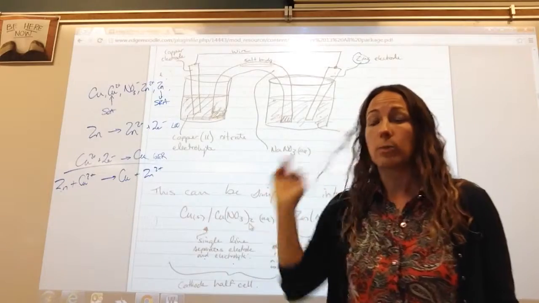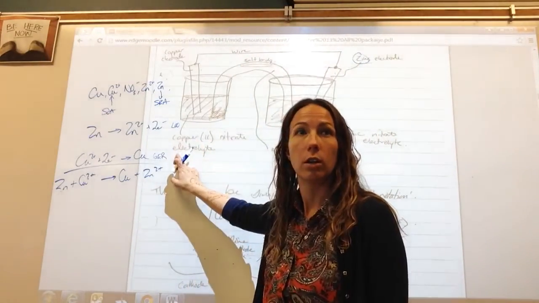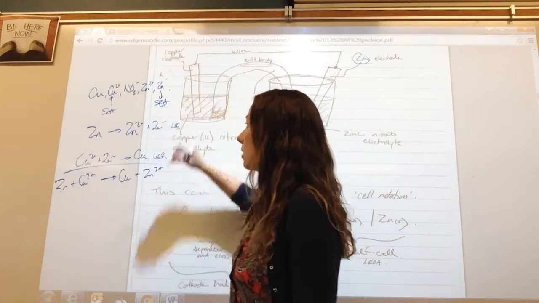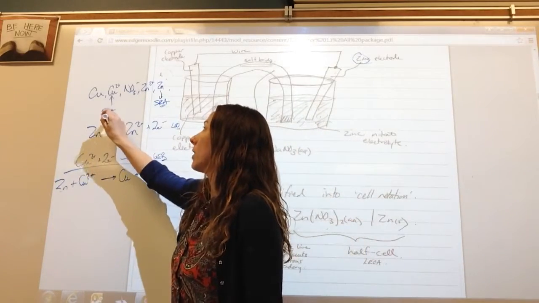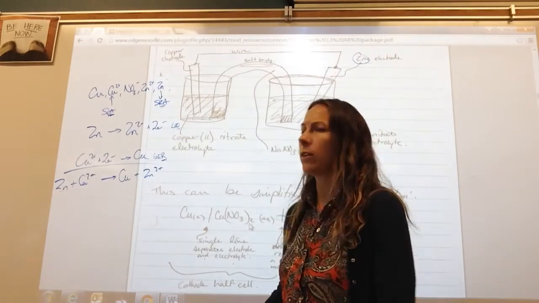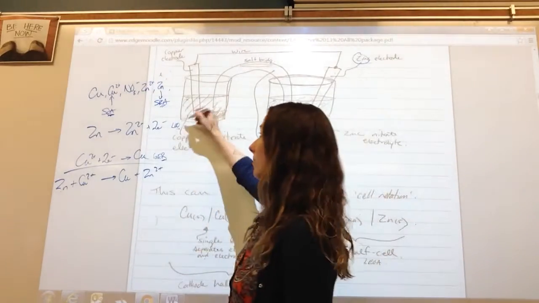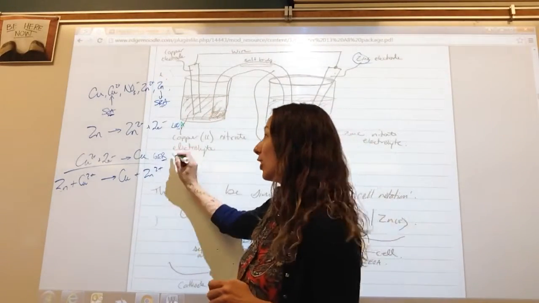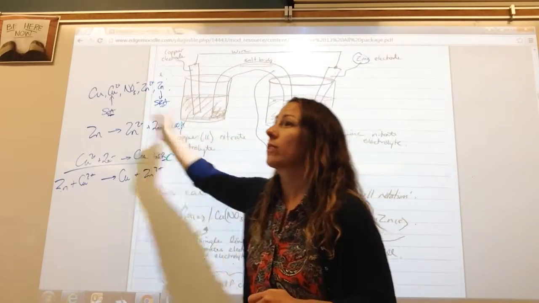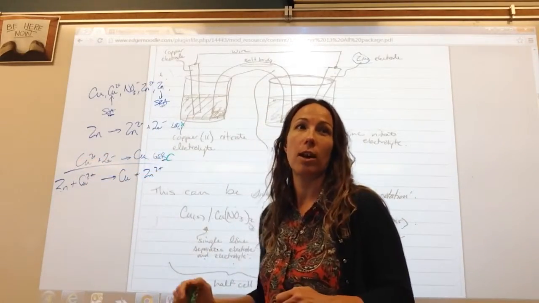So in chapter 12, we learned that Leo the lion says grr, and that oxidation reactions are done by the reducing agent, and that reduction reactions are done by the oxidizing agent. Okay? So now instead of Leo the lion saying grr, you're going to memorize that Leoa the lioness says grr. And at the anode, that's where the oxidation reaction happens. And at the cathode, that's where the reduction reaction happens.